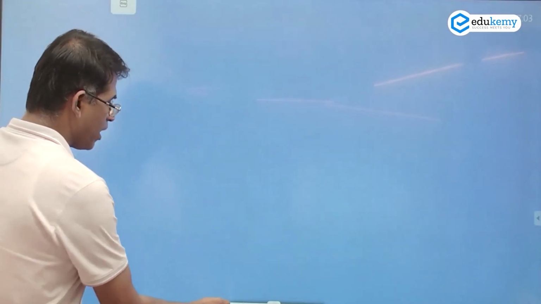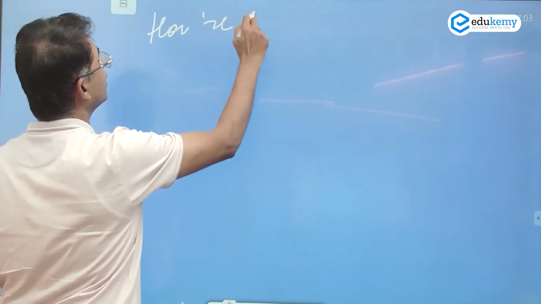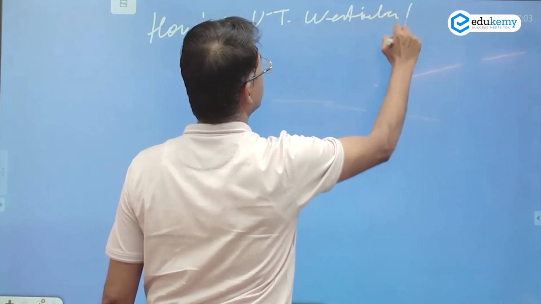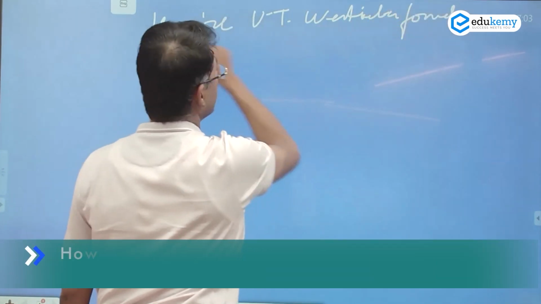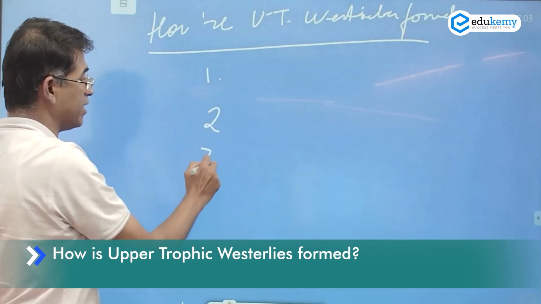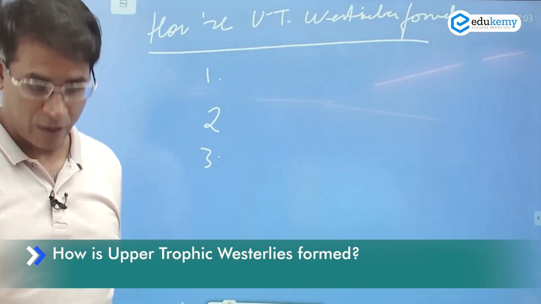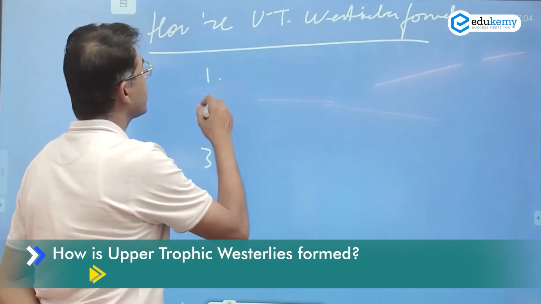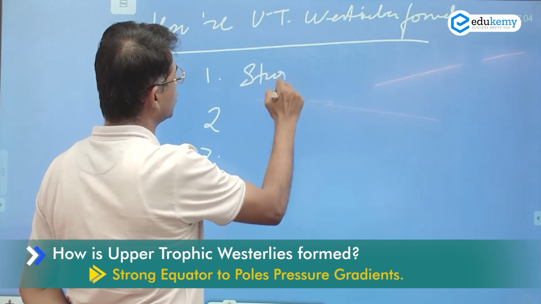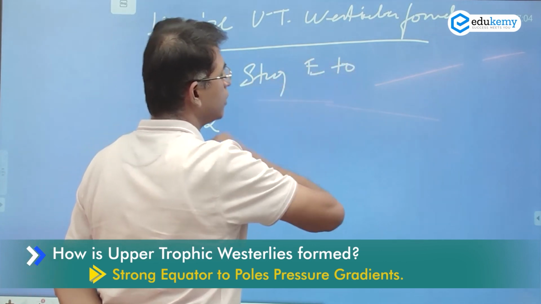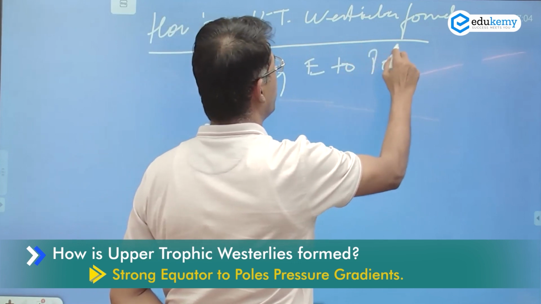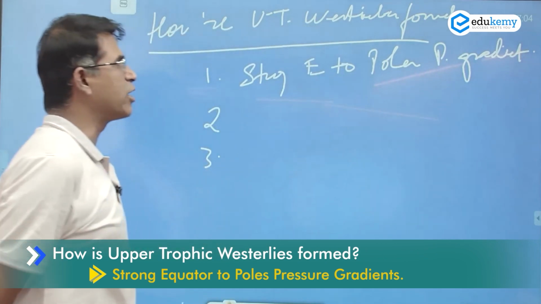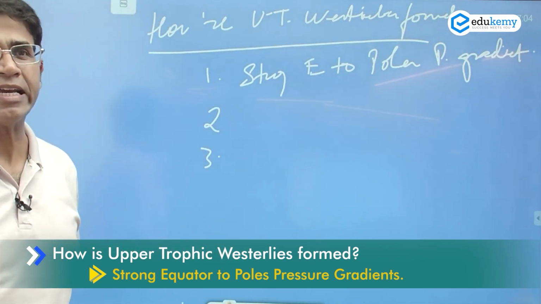Now you tell me, how are these upper tropospheric westerlies formed? Okay, what will you write? What are the 3 points here? How are the upper tropospheric westerly winds formed? They are formed because of, number one, there is a strong equator to poles pressure gradient. That is one.